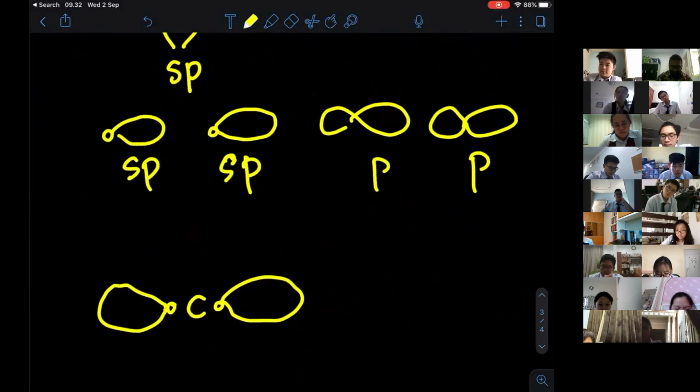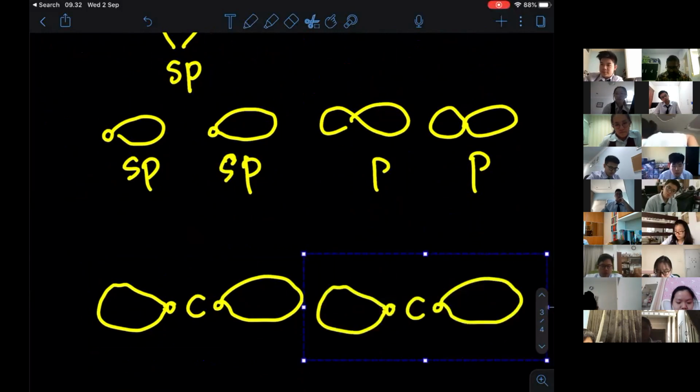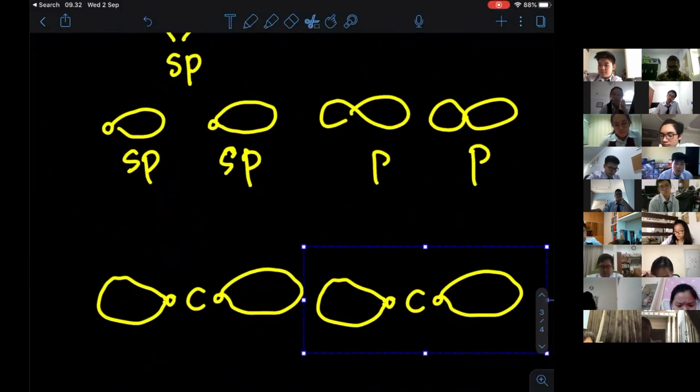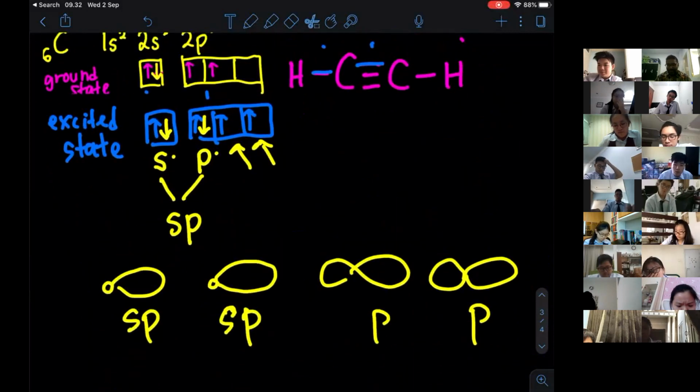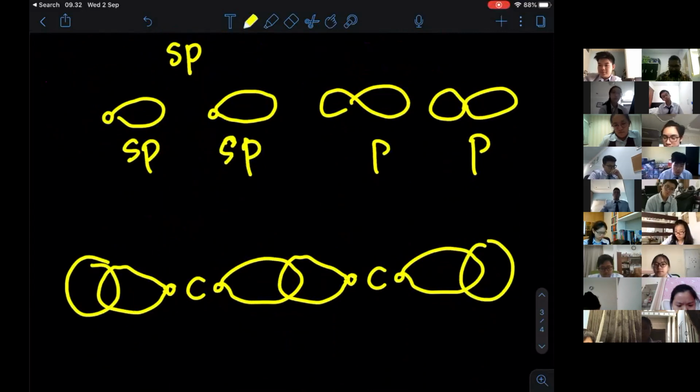So let's select this and paste it over here. Do remember the carbon and carbon overlap. So when they overlap, I bring them over here, and then I have hydrogen and hydrogen left and right. So I draw hydrogen, hydrogen. Here, if I put it in blue, this is sideways, end-on overlap. So you have a total of 3 sigma bonds.